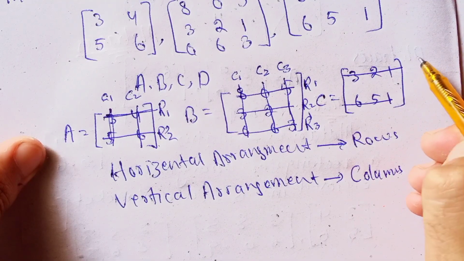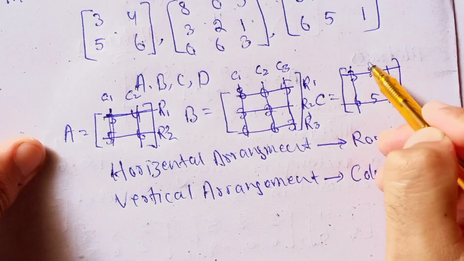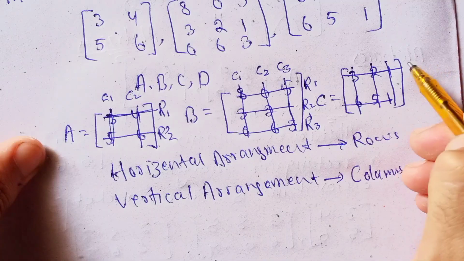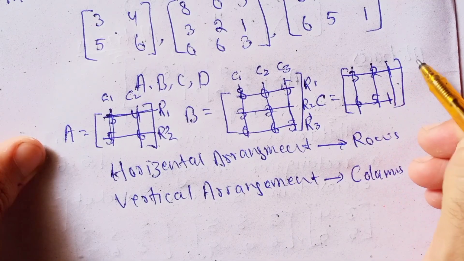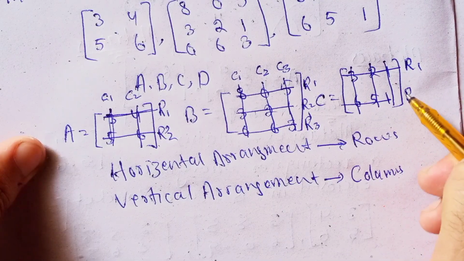Means that there are two rows, three columns, right? This is the first vertical arrangement, this is the second vertical arrangement, and this is the third vertical arrangement. So there are two rows and three columns. So this is the first row or row 1, and this is the second row or row 2.